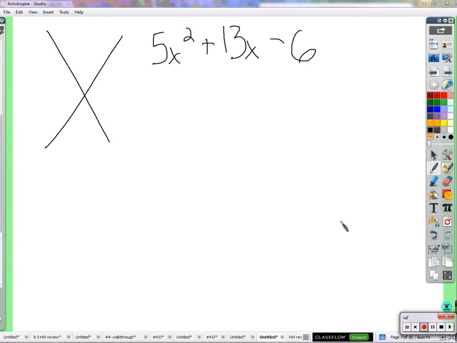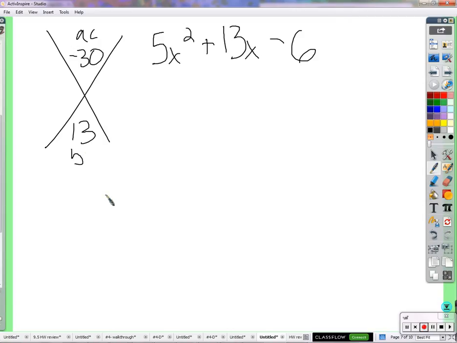So first thing, this is why I call it the AC method, because up here goes A times C. What is A? 5. What's C? Negative 6. Negative 30. And down here goes B. This is the same every time. I can make this a sticker, print out a bunch of them, a little sticker that has a little cross, AC there, and B there. That is going to be the same every single time. AC goes on the top, B goes on the bottom. 13 right there.